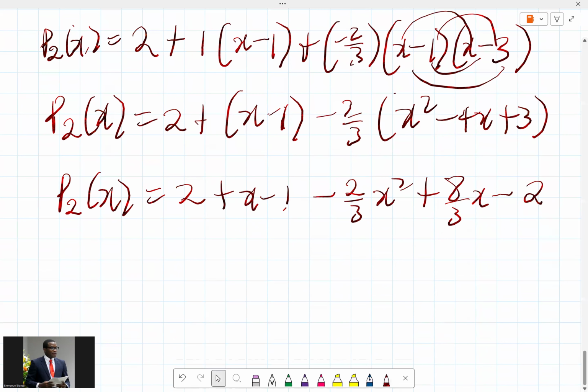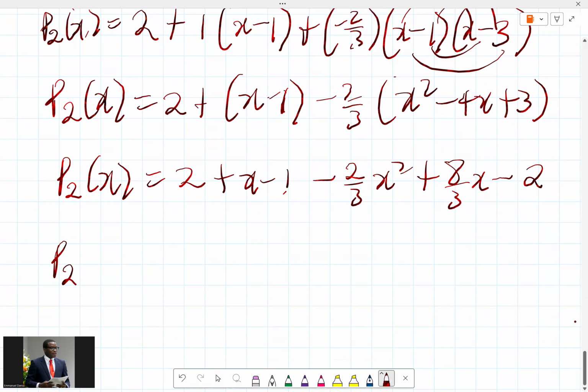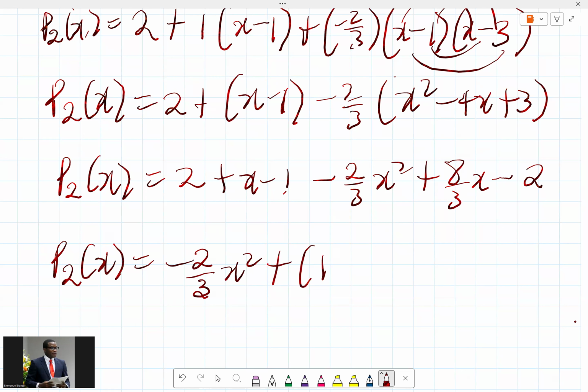Minus 2. So now we can tidy things up according to the coefficient. So we have just minus 2 over 3 x squared for x squared. Then for x, the coefficient of x is 1 here, and here it's 8 over 3 x. And for the constant, we can even go straight: 2 minus 1, that's 1. Then 1 minus 2, that's simply minus 1.